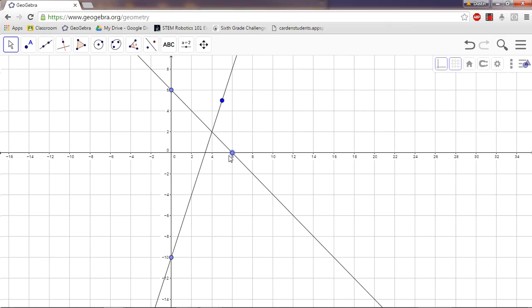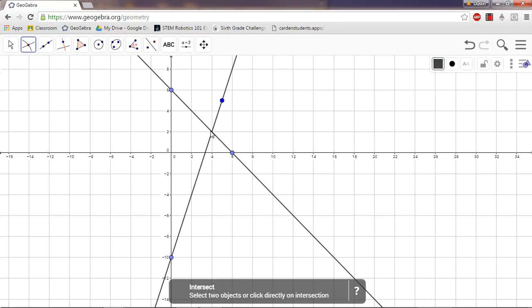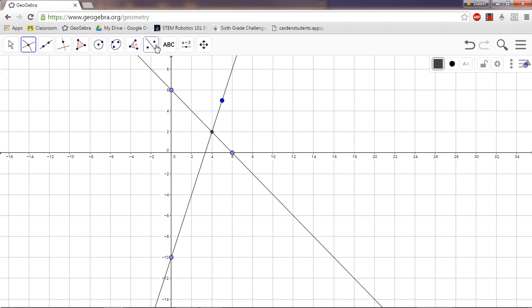All right, so just to recap, this line represents all the solutions to our equation 3x minus y equals 10, and this line here represents all the solutions to x plus y equals 6. So where can I find a solution for both of these at the same time? The only place that's going to happen is if these two lines intersect. Right there.